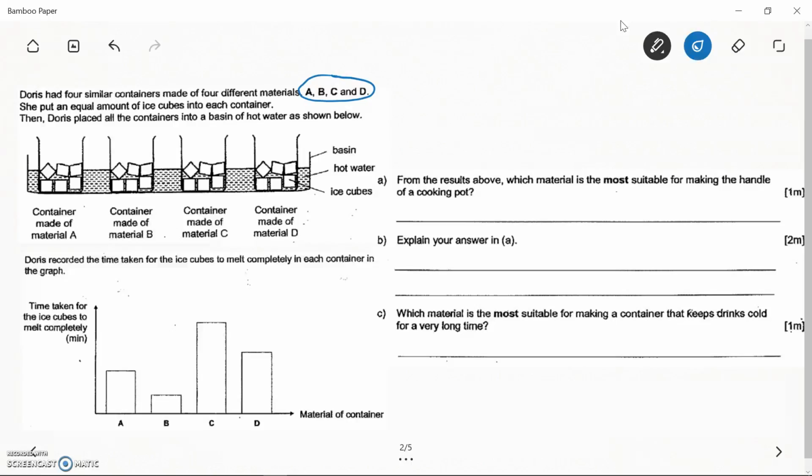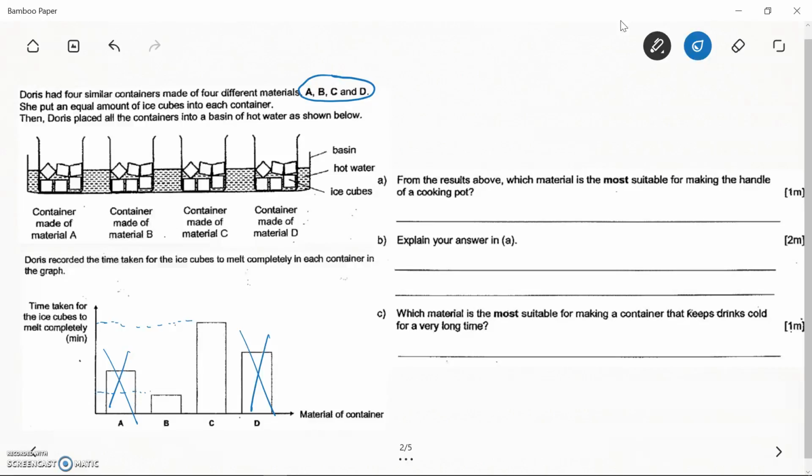Okay, usually we are not interested in the middle information. So A and D, those are in the middle. I'm not interested. I'm only interested in B and C. Okay, for B, it took only a few minutes to melt. And for C, it took quite a number of minutes to melt. You can see the number of minutes is higher. So when you take a very short time to melt, does it mean that it's a good conductor or bad conductor?